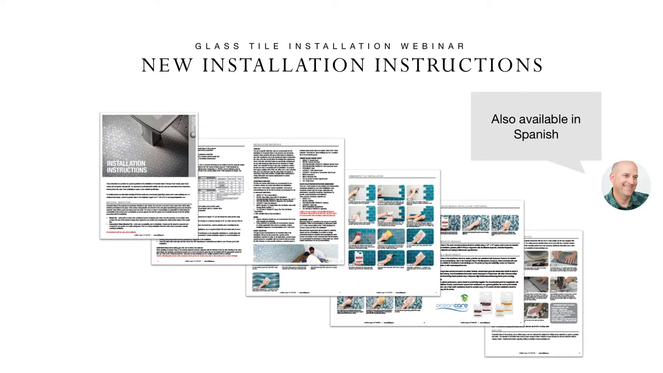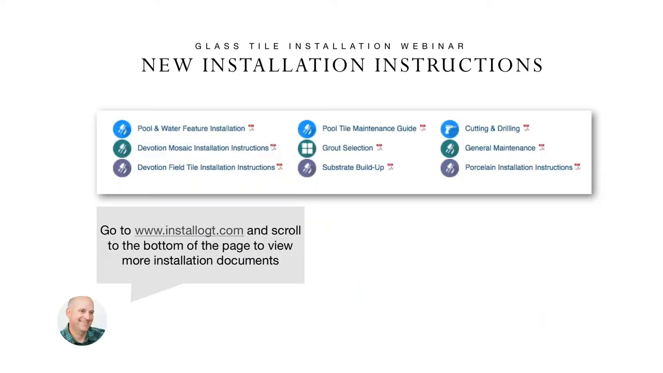They're also available in Spanish. We don't print those and put them in the box, but they are available for download. On the front and back of the installation instructions, it says in Spanish, installation instructions available at installogt.com. So you've heard me reference installogt.com three times already, and that's where we house all of those resources.